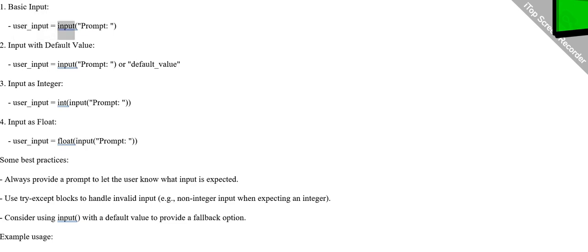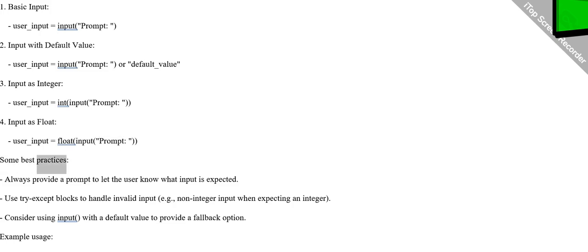user_input = input(prompt). 2. Input with default value: user_input = input(prompt) or default_value. 3. Input as integer: user_input = int(input(prompt)). 4. Input as float: user_input = float(input(prompt)).